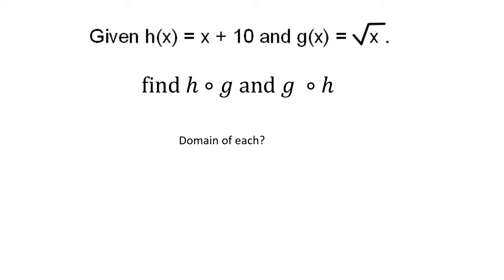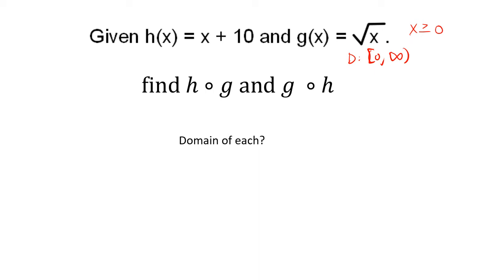And notice right away that there's a domain restriction for g of x. The domain restriction here is that the domain is everything from 0 to infinity, right? It has to be positive. Remember what we do? We take the radicand and we set it greater than or equal to 0. This one's already, the radicand is just x. So we got to keep that in mind.